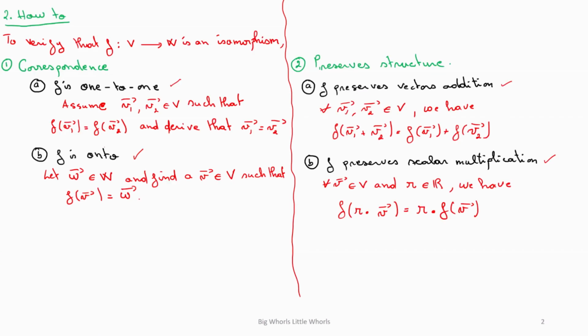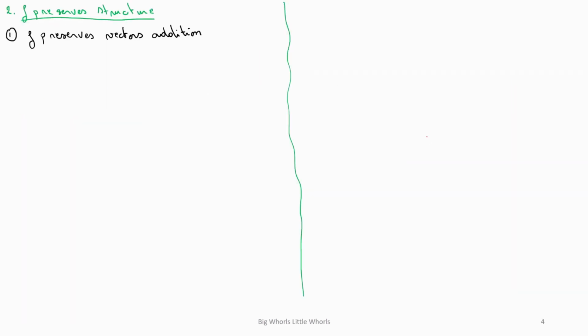From the how-to, we will assume two vectors from P1, our domain space, and then we will prove that f of V1 plus V2 equals f of V1 plus f of V2. So we assume V1 and V2 from P1. That means we have V1 equals a1x plus b1 and V2 equals a2x plus b2.